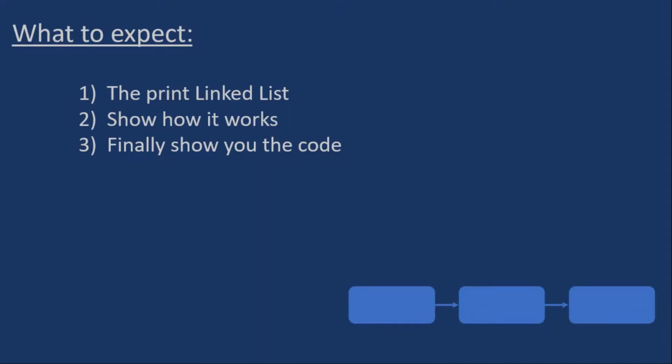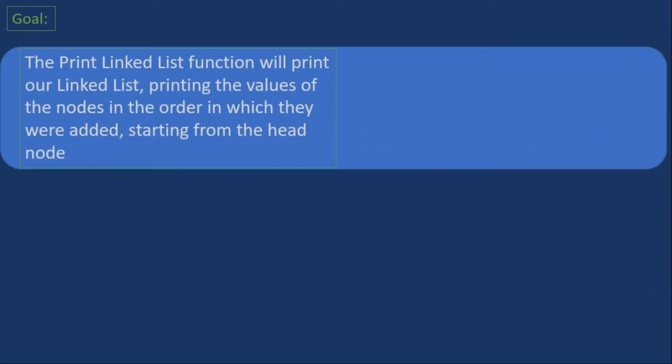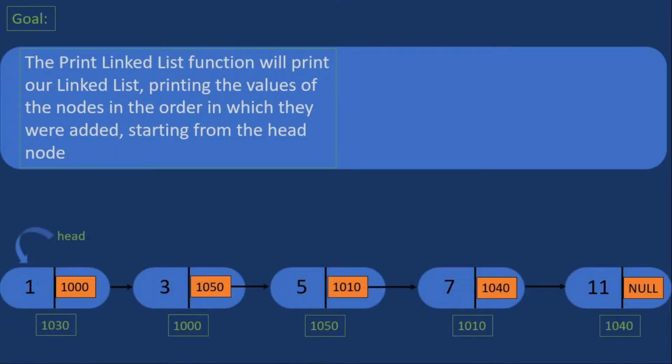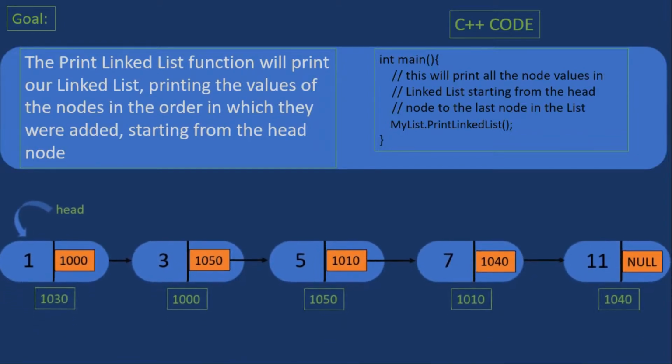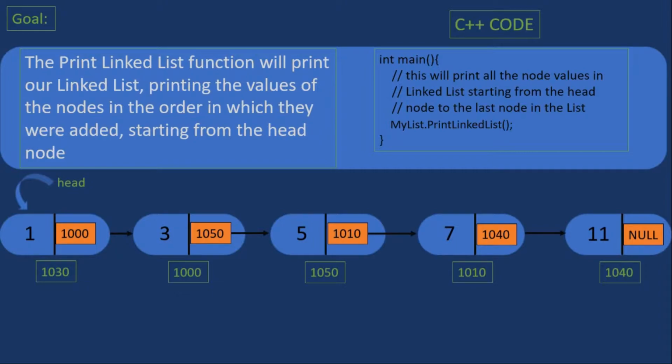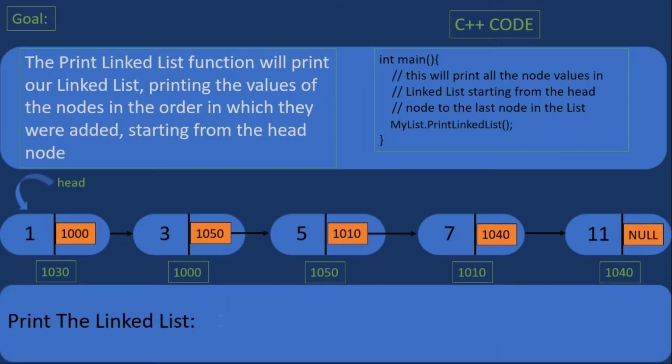The goal of this video is to create a function that will print our linked list, printing the values of the nodes in the order in which they were added, starting at the head. So if we have an example linked list with the nodes with values 1, 3, 5, 7, and 11, after we've created the function and we call it on our linked list, it should print out the values 1, 3, 5, 7, and 11 in that order. And also remember that we will see this in action when we run our linked list project with the complete code in this video.